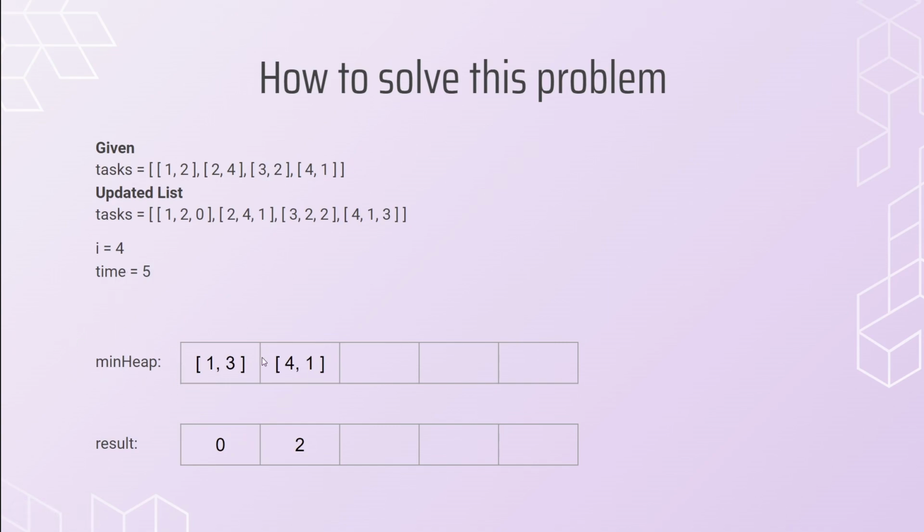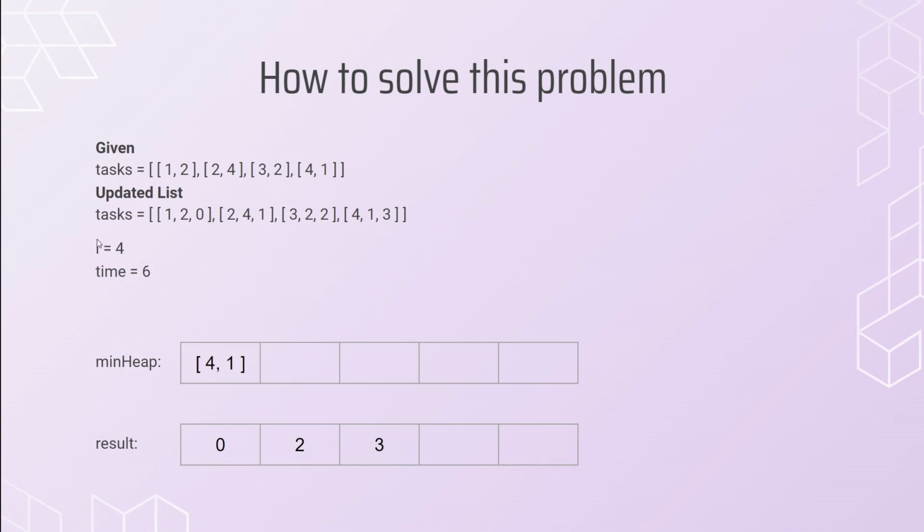It's true, we do have a value inside a min heap, so we pop the value. To our time, we append the processing time, which is 1, and to our result, we append the 3, the index, and that's what happens there. Now we repeat the same process again, and we go through this loop again.